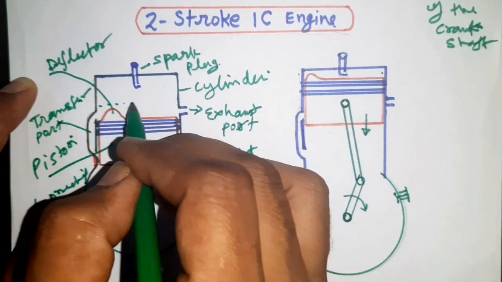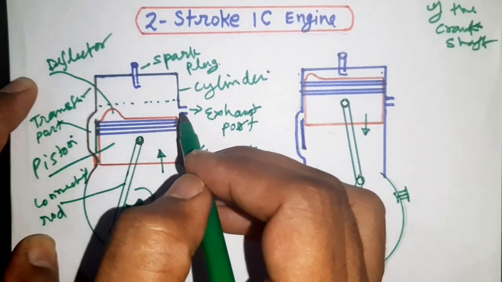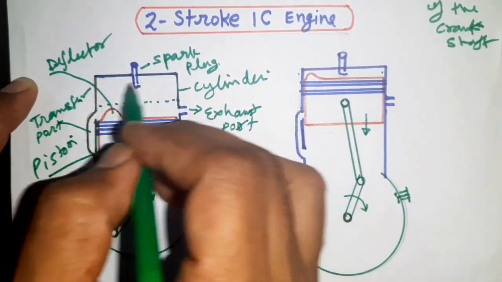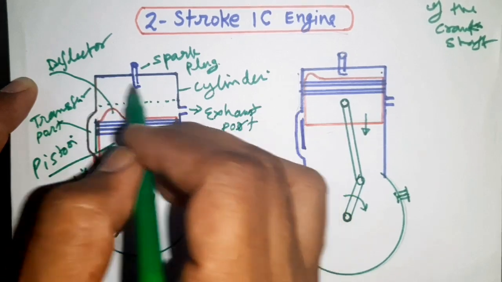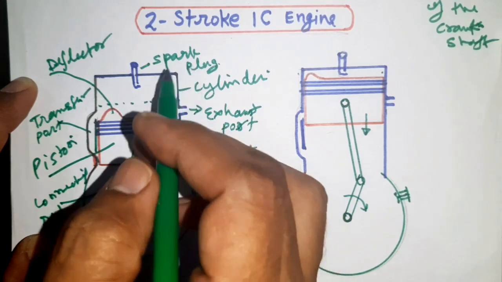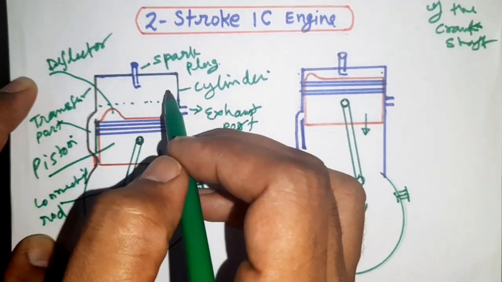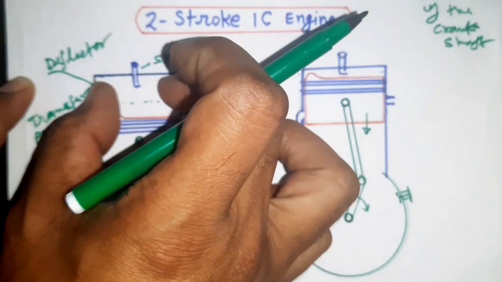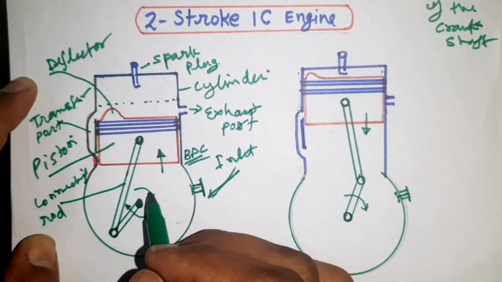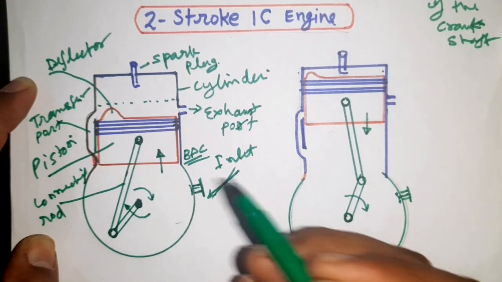In this position, both the transfer port and the exhaust port are closed, and the air-fuel mixture enclosed in this volume, the combustion chamber, will be compressed because the piston is going in the upward direction. So it is the compression process. Here compression is taking place, and at the back side suction, or expansion, is taking place.